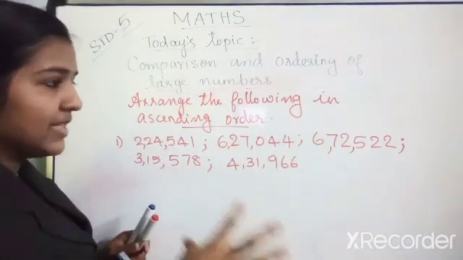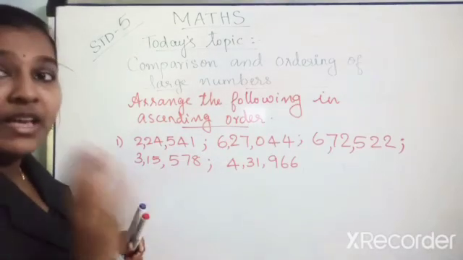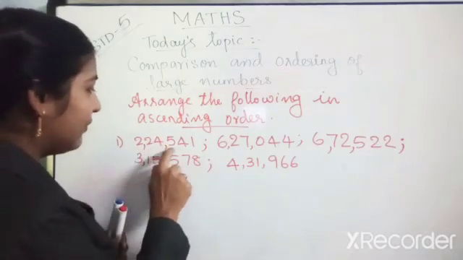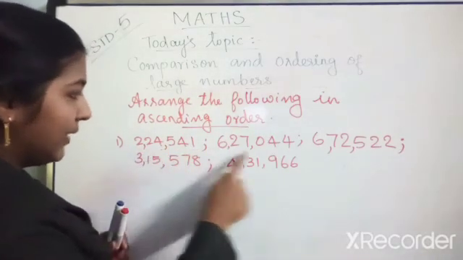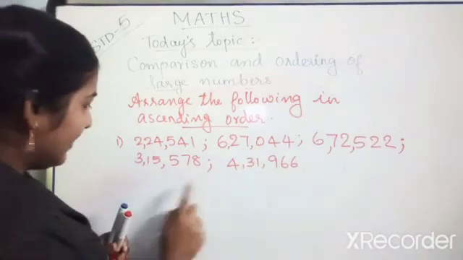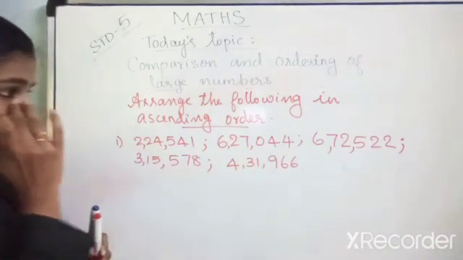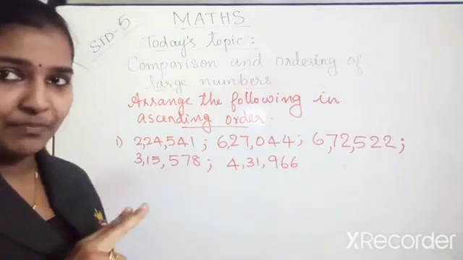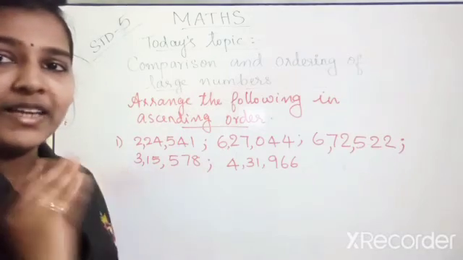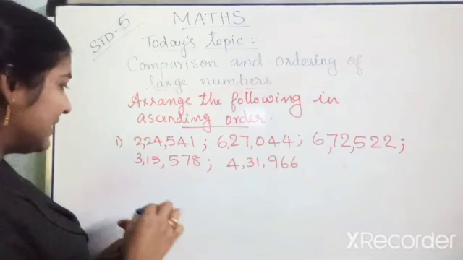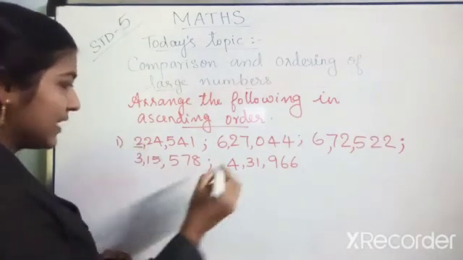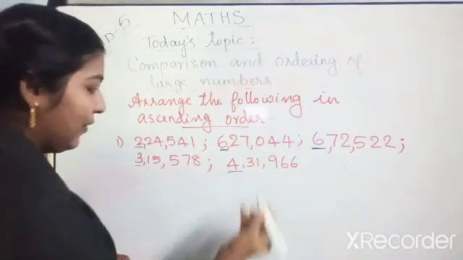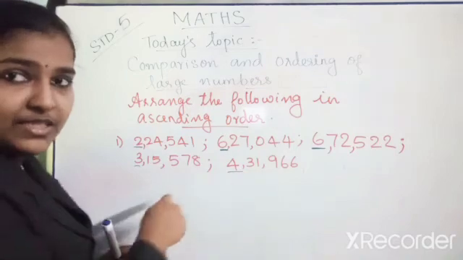First look at these numbers and check whether all these numbers have the same number of digits or not. Okay. So here 1, 2, 3, 4, 5, 6. It's a 6-digit number. This one is a 6-digit number. This is a 6-digit number, and this one and this one. All are 6-digit numbers. So what to do? We will move to the second step. That is, compare the digits at the highest place. So here the highest place is the lakhs place, and it is 2 in the lakhs place, 6 in the lakhs place. Here also 6, here also 3 and 4. So among these digits, which is the smallest one?